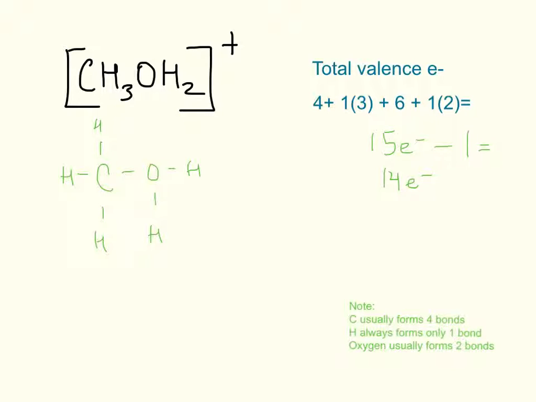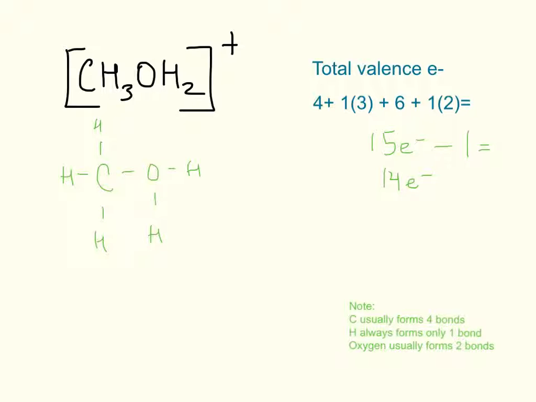Because carbon, if you look down here, usually forms 4 bonds. That's usually; sometimes it's not the case. Hydrogen always, and only always, forms 1 bond. So I know that hydrogens can only form 1 bond. And I know that oxygen usually forms 2 bonds.